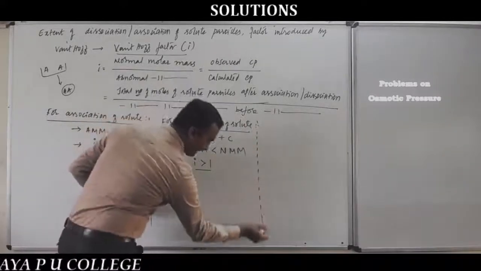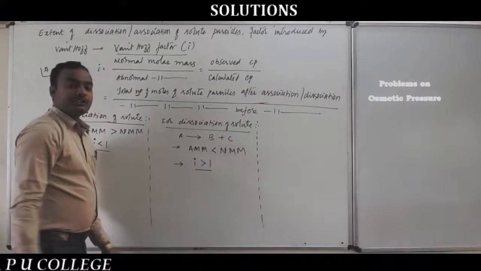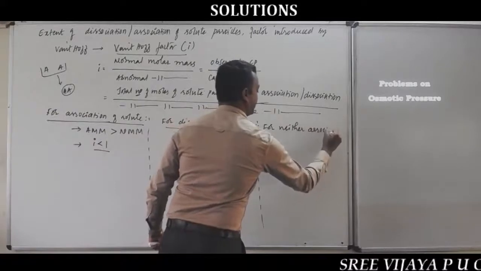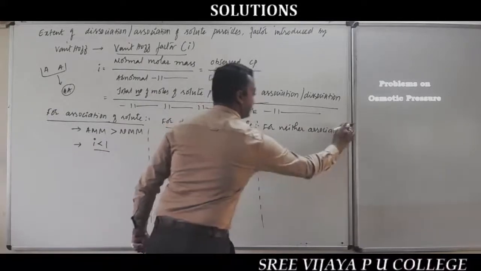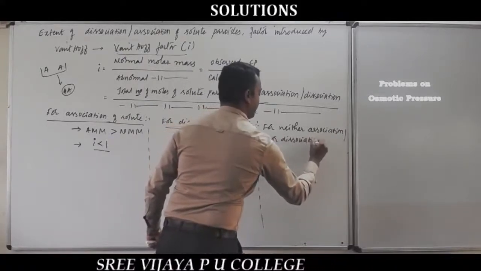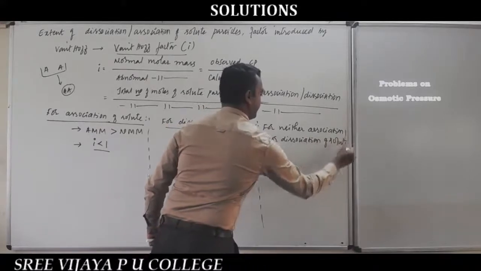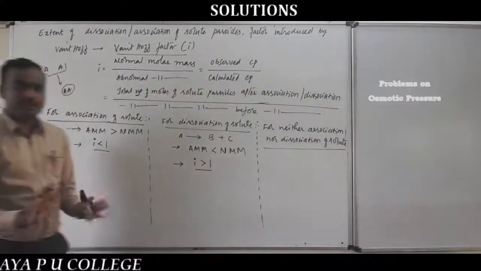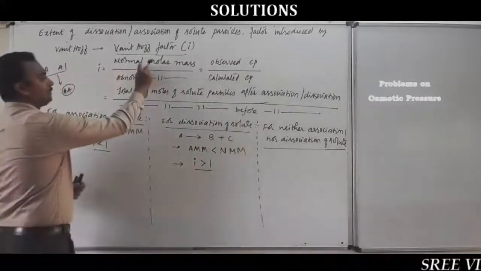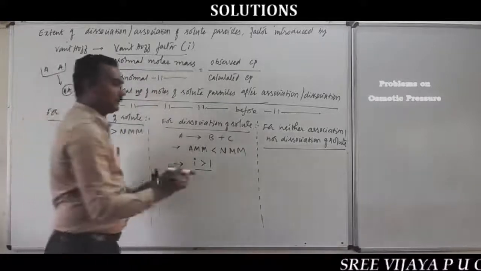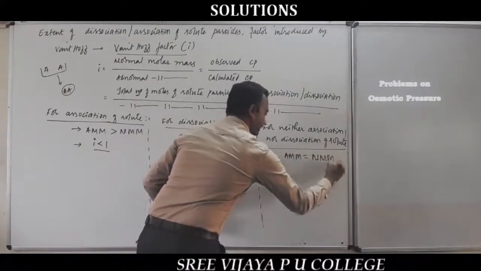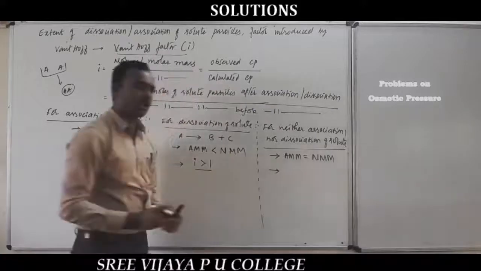So one more thing we have to discuss. If there is neither association nor dissociation of solute particles, meaning no dissociation and no association happened, then the abnormal molar mass will be the same as the normal molar mass. So the I value: the observed abnormal molar mass is equal to the normal molar mass, because there is no association or dissociation.